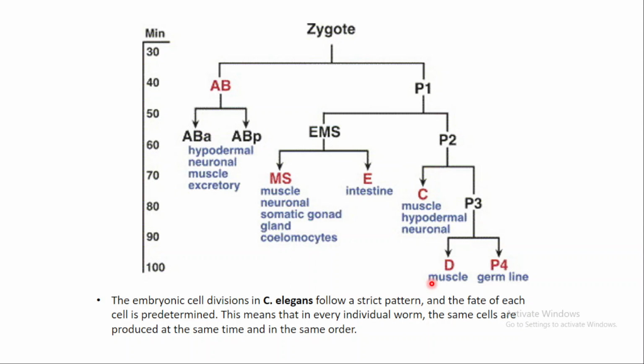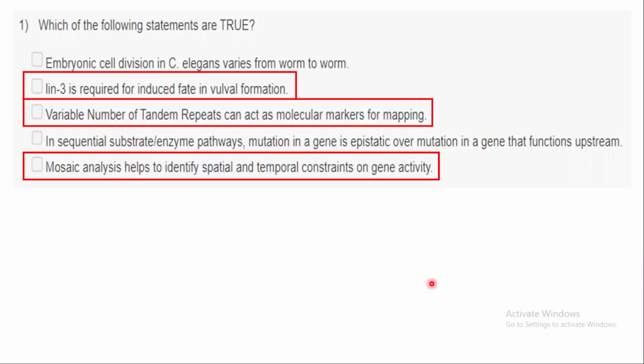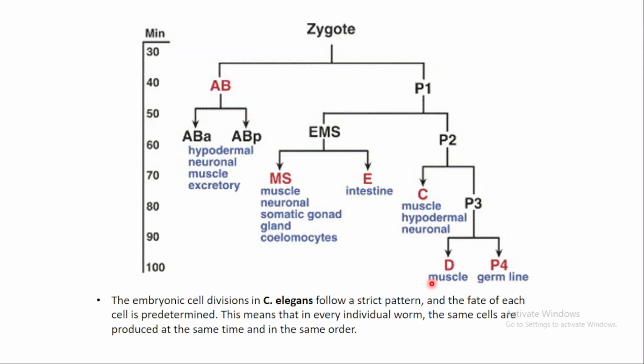So the embryonic development of every worm will be the same. That is point one. The statement, embryonic cell division in C. elegans varies from worm to worm, is not true. I hope it's clear to you.